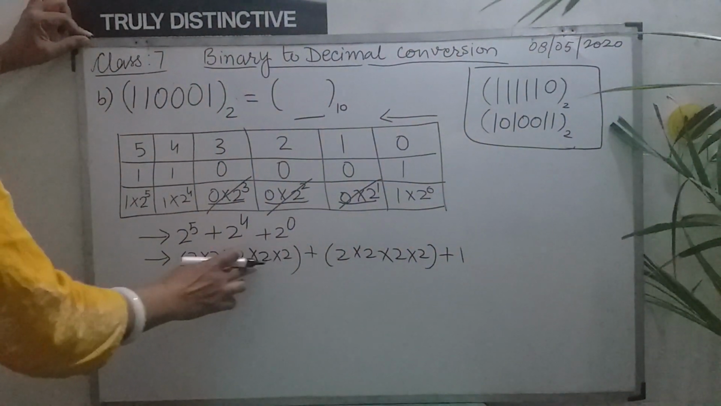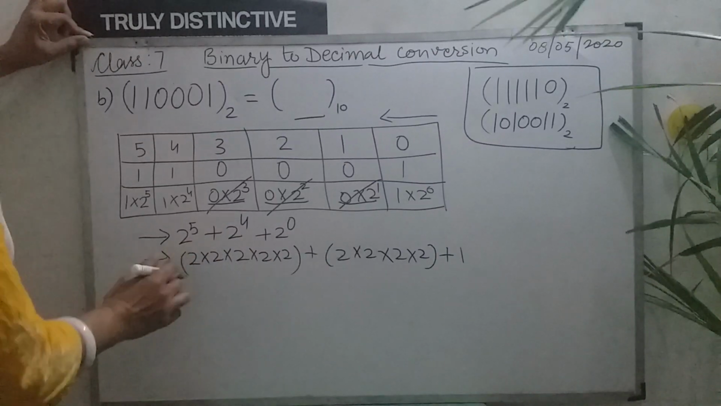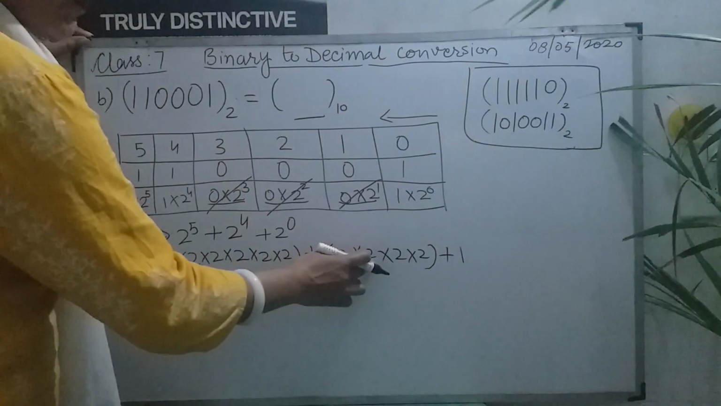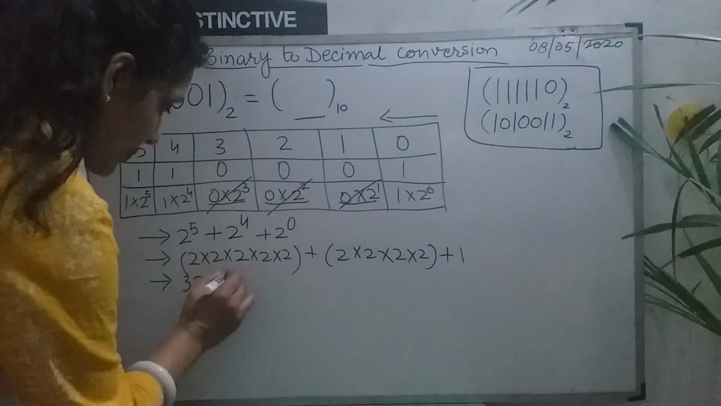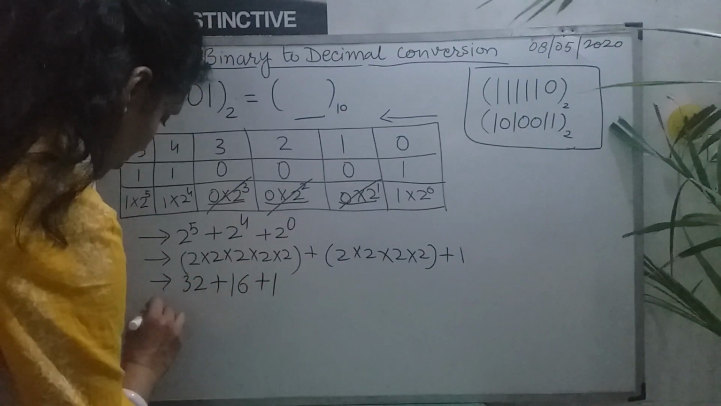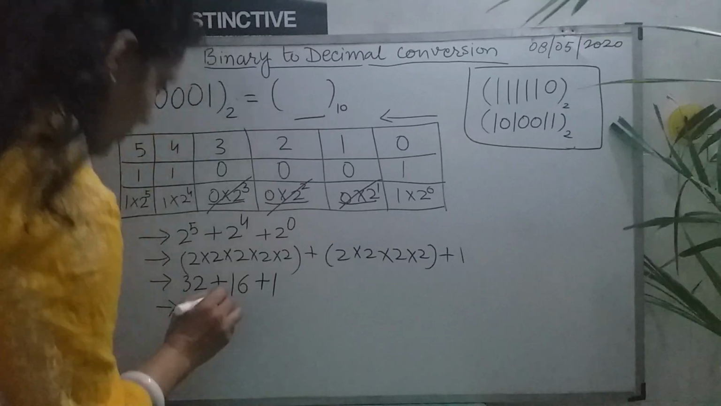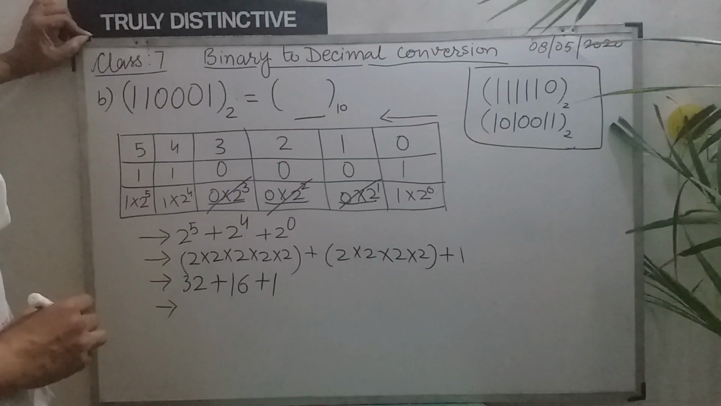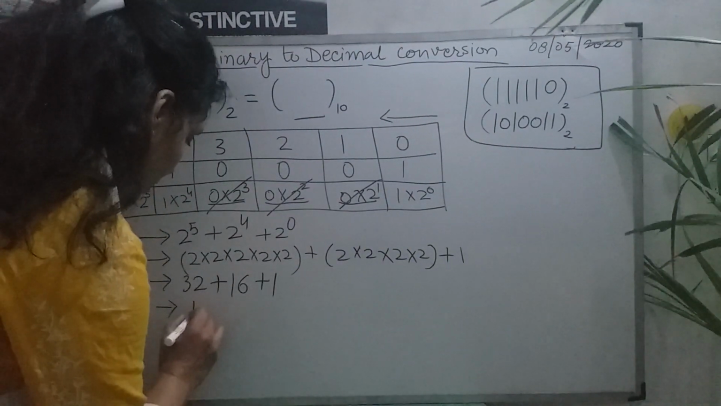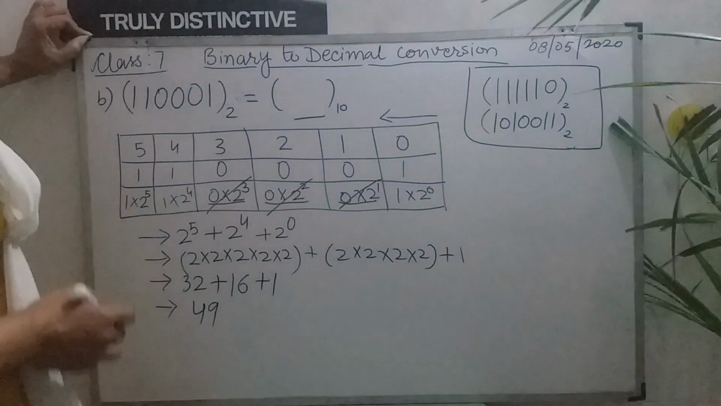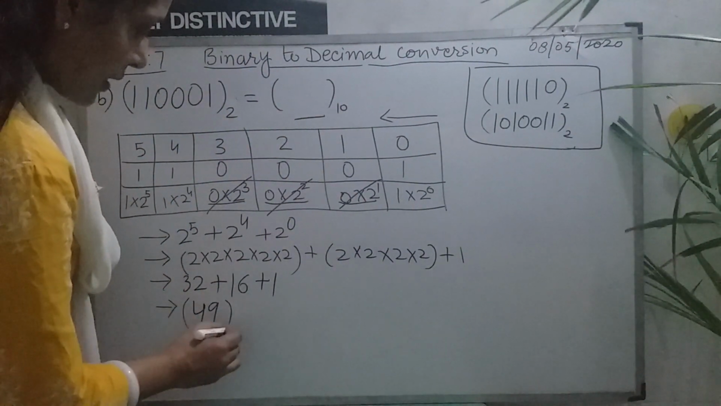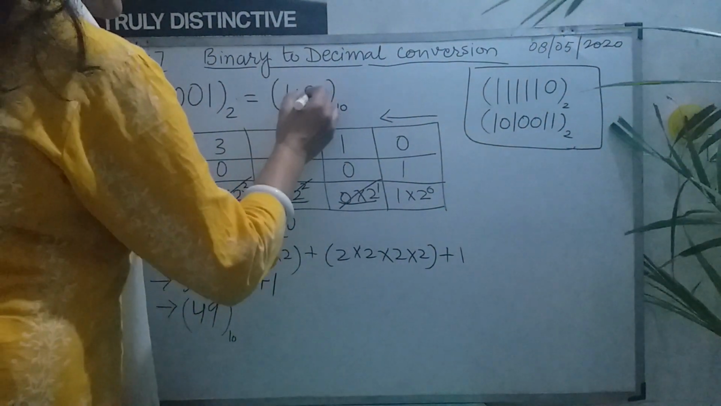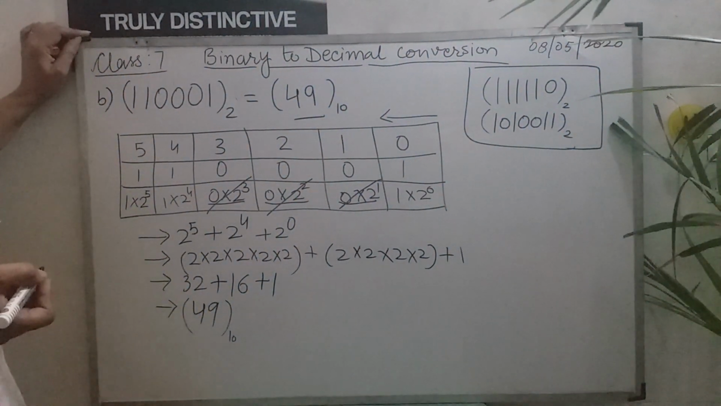So 2 2's are 4, 4 2's are 8, 8 2's are 16, 16 2's are 32. So this is 32, plus 2 2's are 4, 4 2's are 8, 8 2's are 16, plus 1. So what is this? This is 49 finally. And this is a decimal number, so we put 10 at the base. So this is 49, our answer. Is it clear?